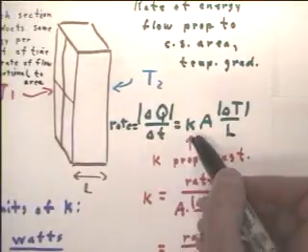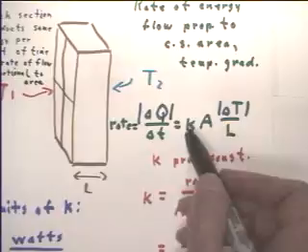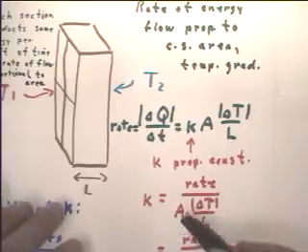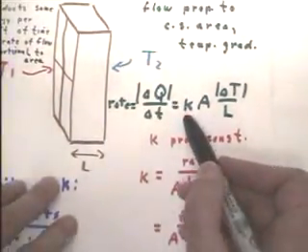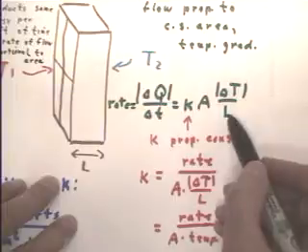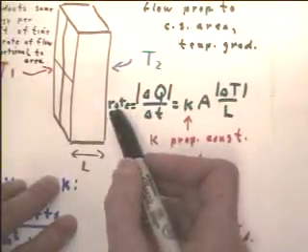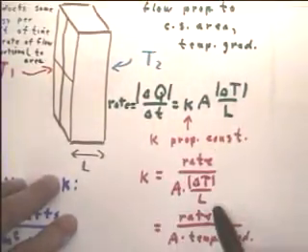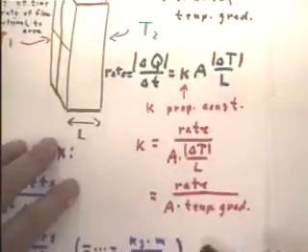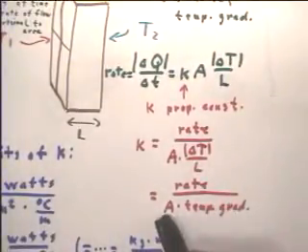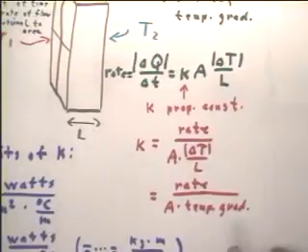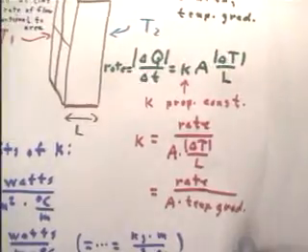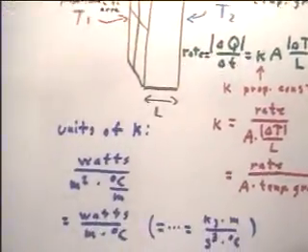Now, problem 11 asks us to find K, given the area, information for the temperature gradient, and the rate. So how do we find K? Well, we solve this for K. We divide by A and we divide by the temperature gradient. So K is the rate divided by the area and divided by the temperature gradient, which goes under here. That equals the rate over the area multiplied by the temperature gradient. So if we know the rate, the area, and the temperature gradient, we easily find K, and we call K the thermal conductivity of the material.